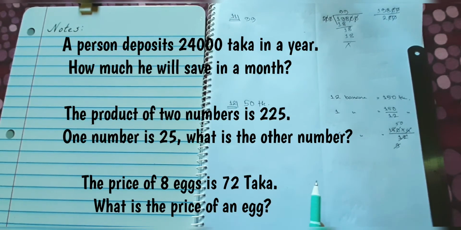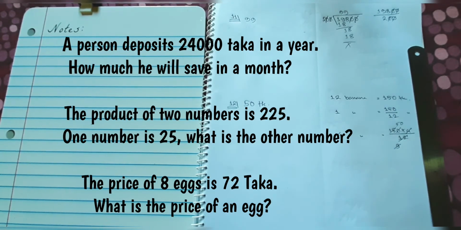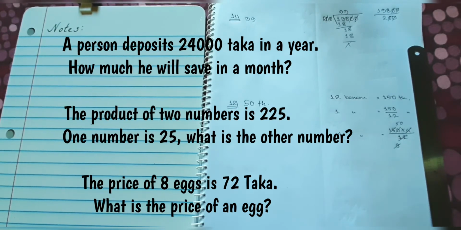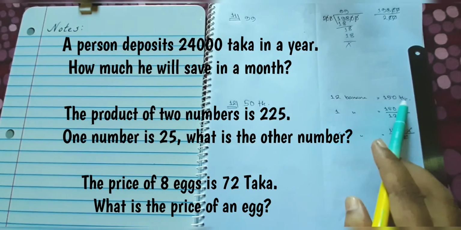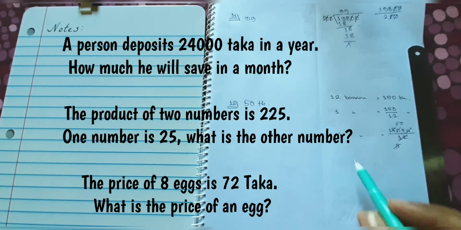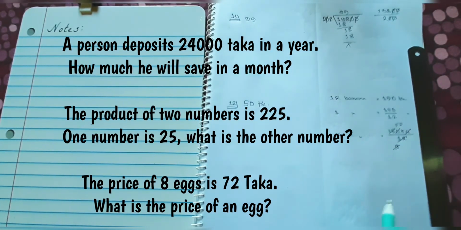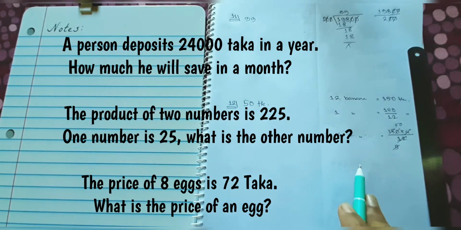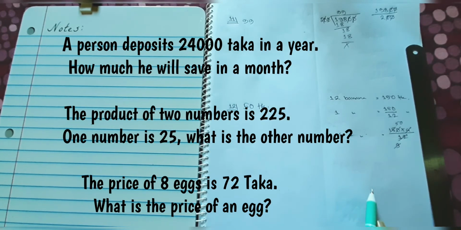The next question is, a person deposits 24,000 taka in a year. How much money will he save in 1 month? We are definitely going to divide with the same method. I would prefer you to do the maths in the unitary method. If you don't write it down like this, just give it a space and gesture. If you write like this, any teacher will understand what you are trying to do. So the preferable way is going for the unitary method, the easiest way.